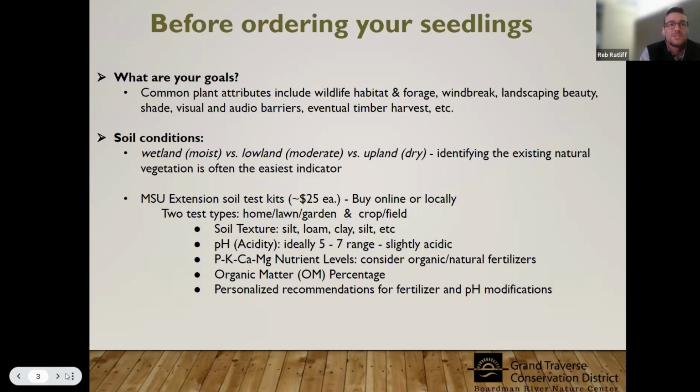The results also touch on the pH. Ideally, you're going to want between that 5 to 7 range, which is slightly acidic. It'll also let you know the nutrient levels of potassium, phosphorus, calcium, magnesium. Those are your limiting nutrients. There's an organic matter percentage provided, but most importantly, it will provide personalized recommendations for fertilizer and pH modifications.